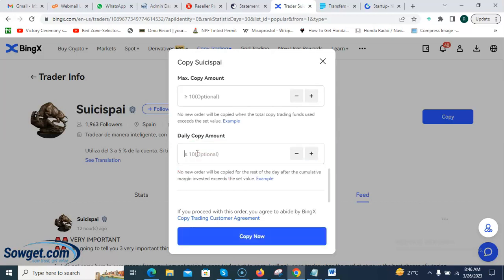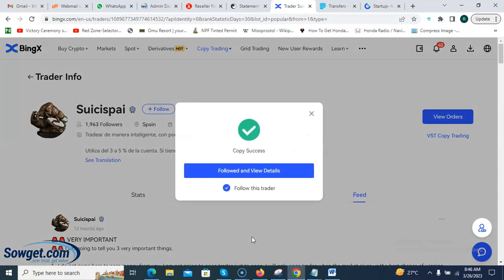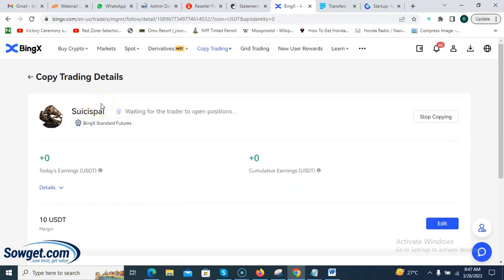Once you've set all these settings yourself and you are satisfied with everything, then you simply come here and click on copy now. All right, so you can see I've copied this trader. You can see copy success. So guys, this is exactly how you copy a trader on the copy trading platform on BingX.